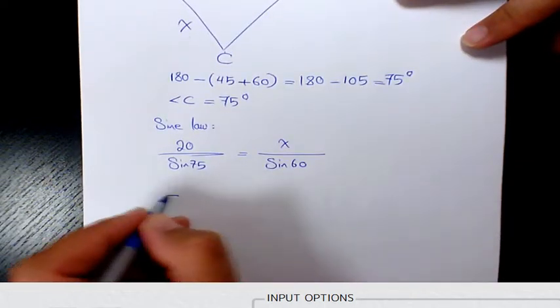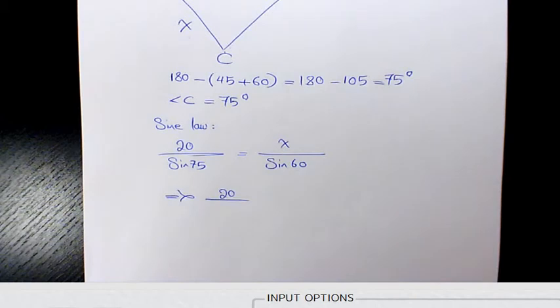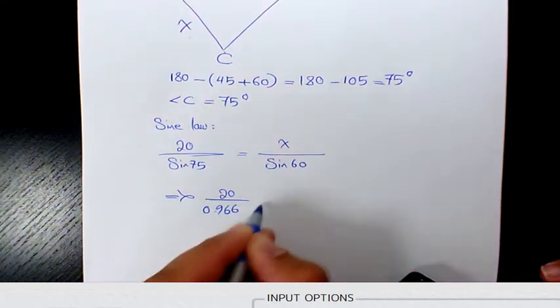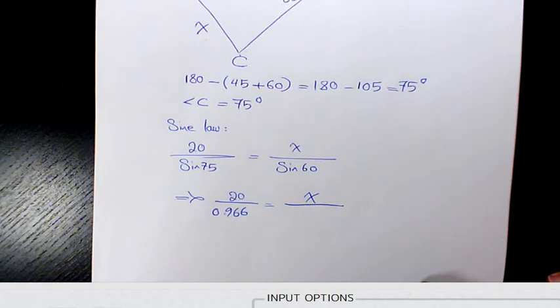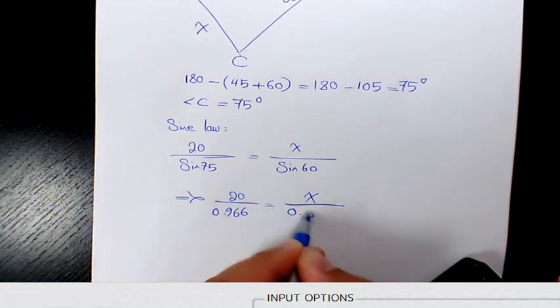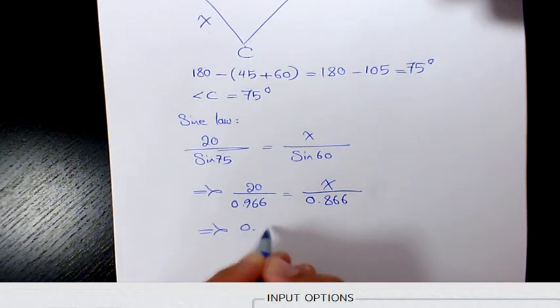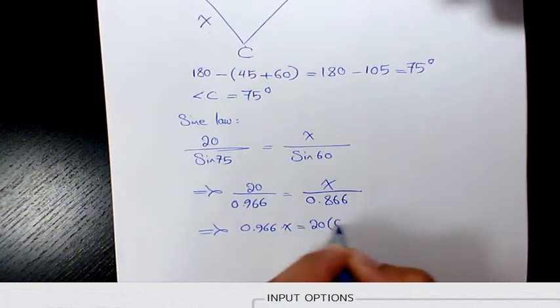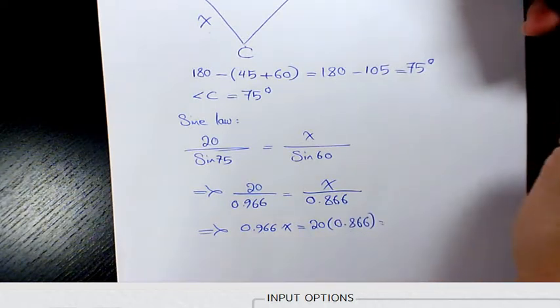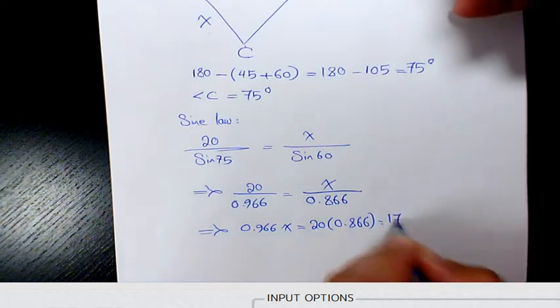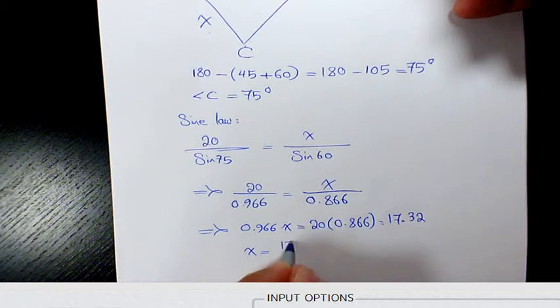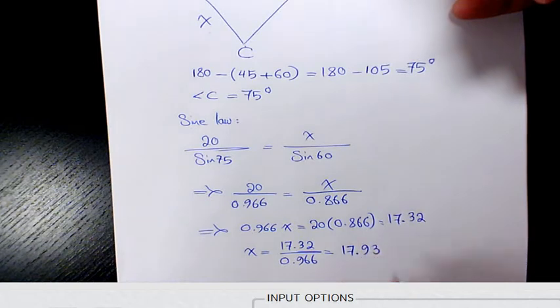Then we can say 20 divided by sine 75 is going to be 0.966 equals x divided by sine 60, which is going to be 0.866. So we can say cross multiplication: 0.966x equals 20 times 0.866, which is 17.32. So x will be 17.32 divided by 0.966, which is going to be 17.93 centimeters.